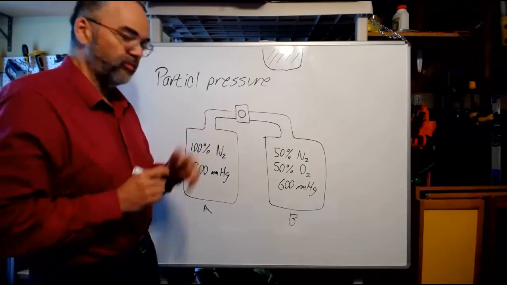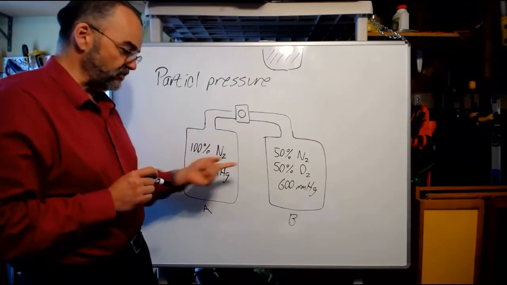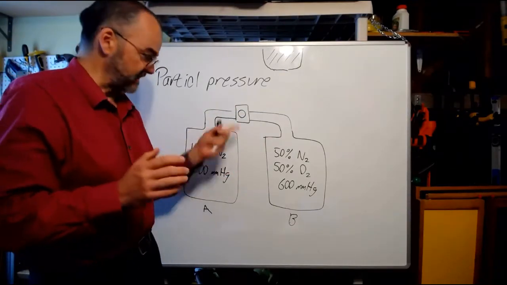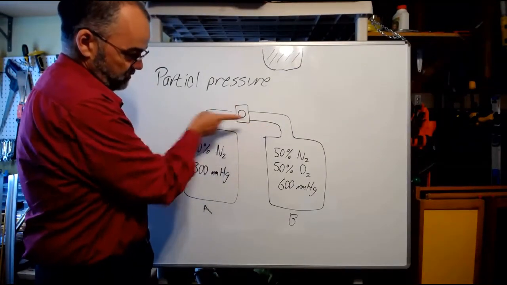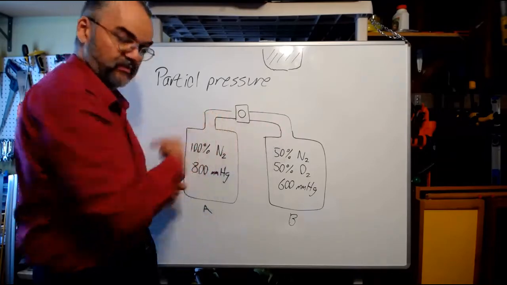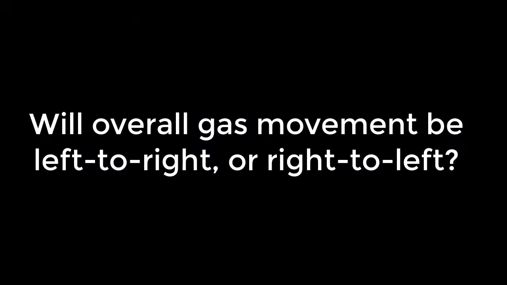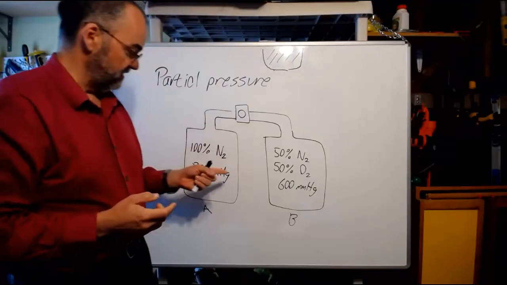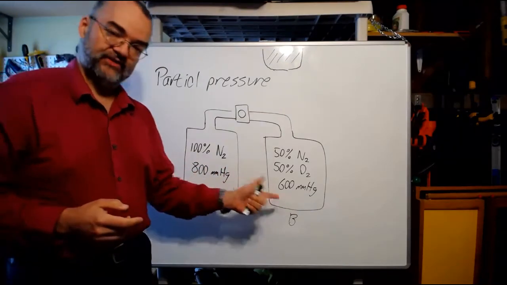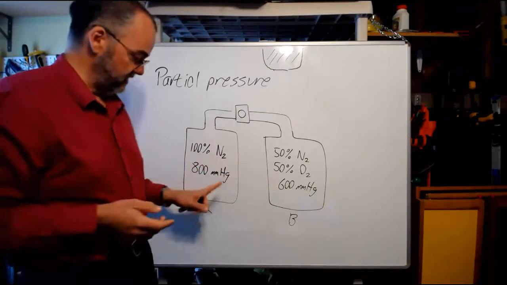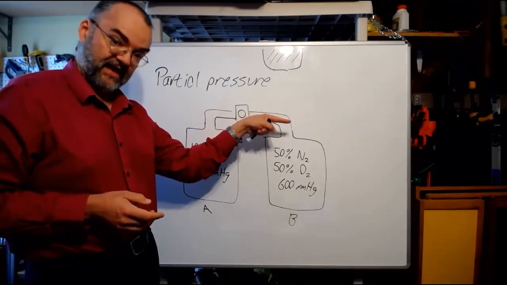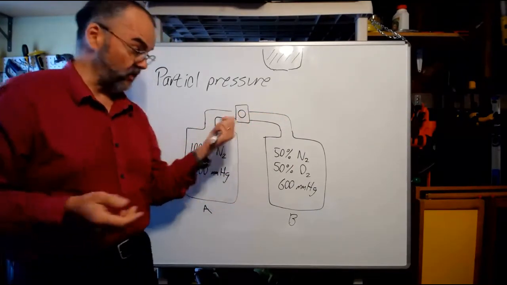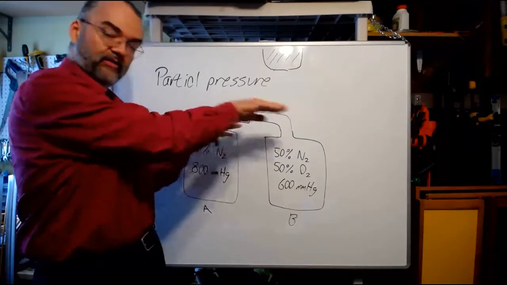So when I open this valve, which way do you expect to see gas moving? If I had a little gauge here, would it be going this way as gas was moving that way, or this way as gas was moving that way? So when I look at this pressure difference, gases move from high to low pressure, higher pressure on A, lower pressure on B, so I expect gases to be moving that way. And that is what I would see. If I open that valve, there'd be a flow of gases in that direction.